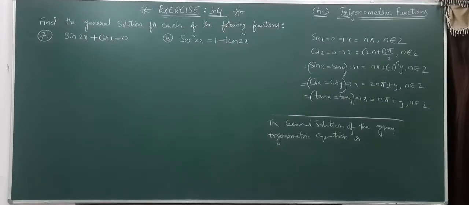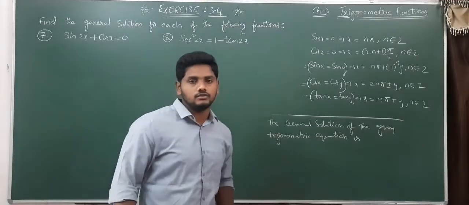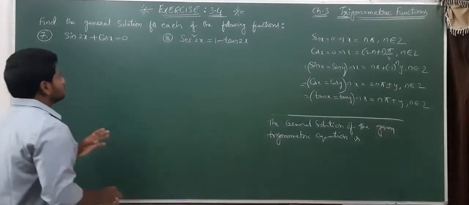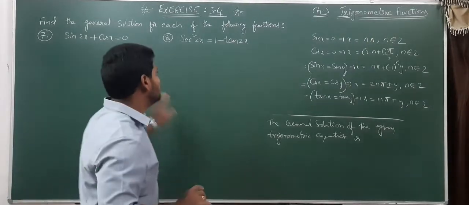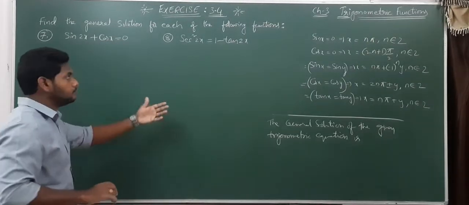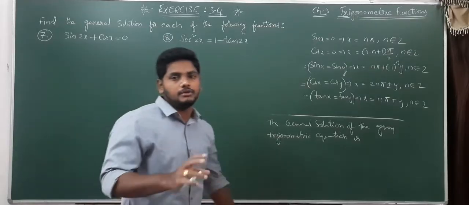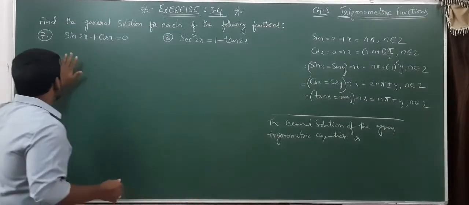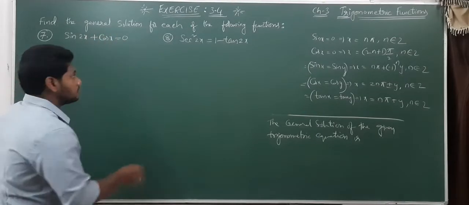Next questions are question number 7 and question number 8 of this exercise 3.4. We have done 1, 2, 4 problems in the previous class assignment. You have done 5 and 6 also, which I did previously. Now 7 and 8 questions. The 9th question will be your assignment. Now when it comes to question number 7, these two also are finding the general solution.